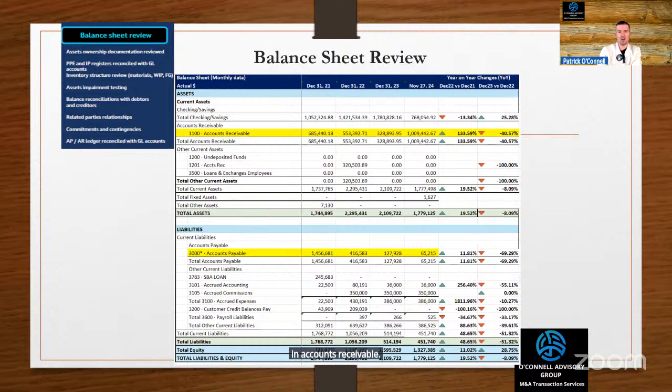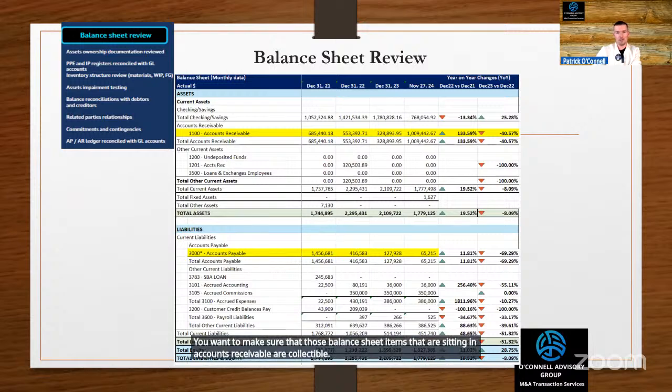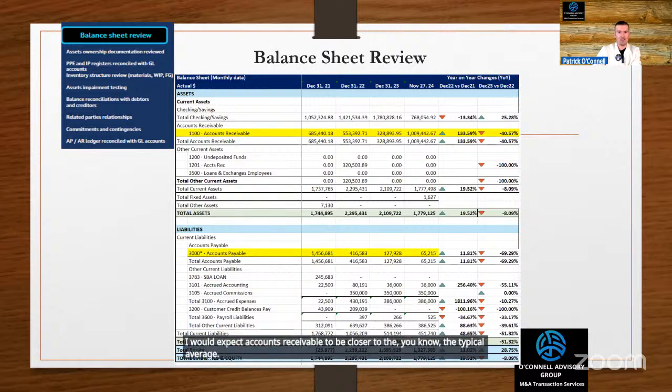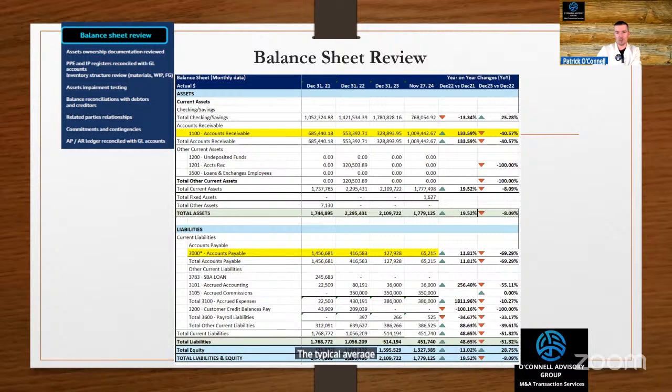This is a concern for a business acquisition, especially if you're going to be inheriting and buying the balance sheet. You want to make sure that those balance sheet items sitting in accounts receivable are collectible. When I look at this balance sheet, I would expect accounts receivable to be closer to the typical average. The typical average was about 600, 500, and then it dipped down to 300,000.